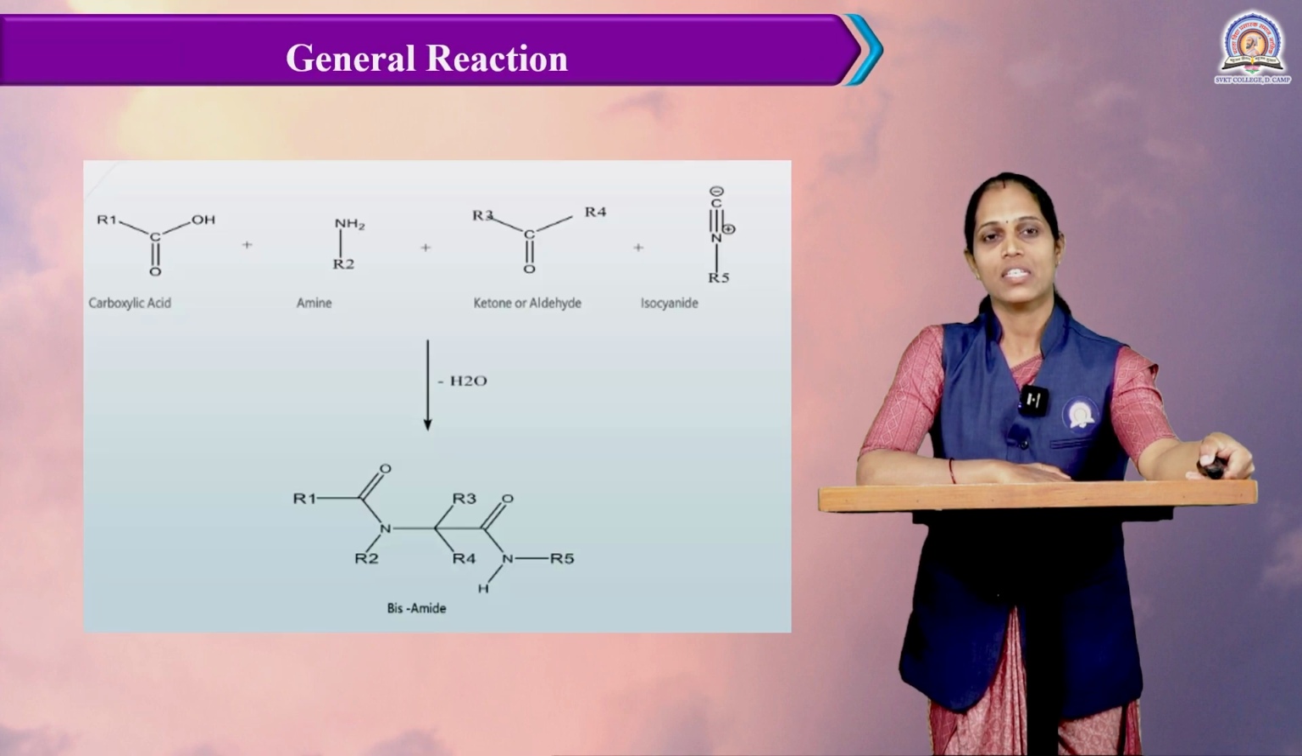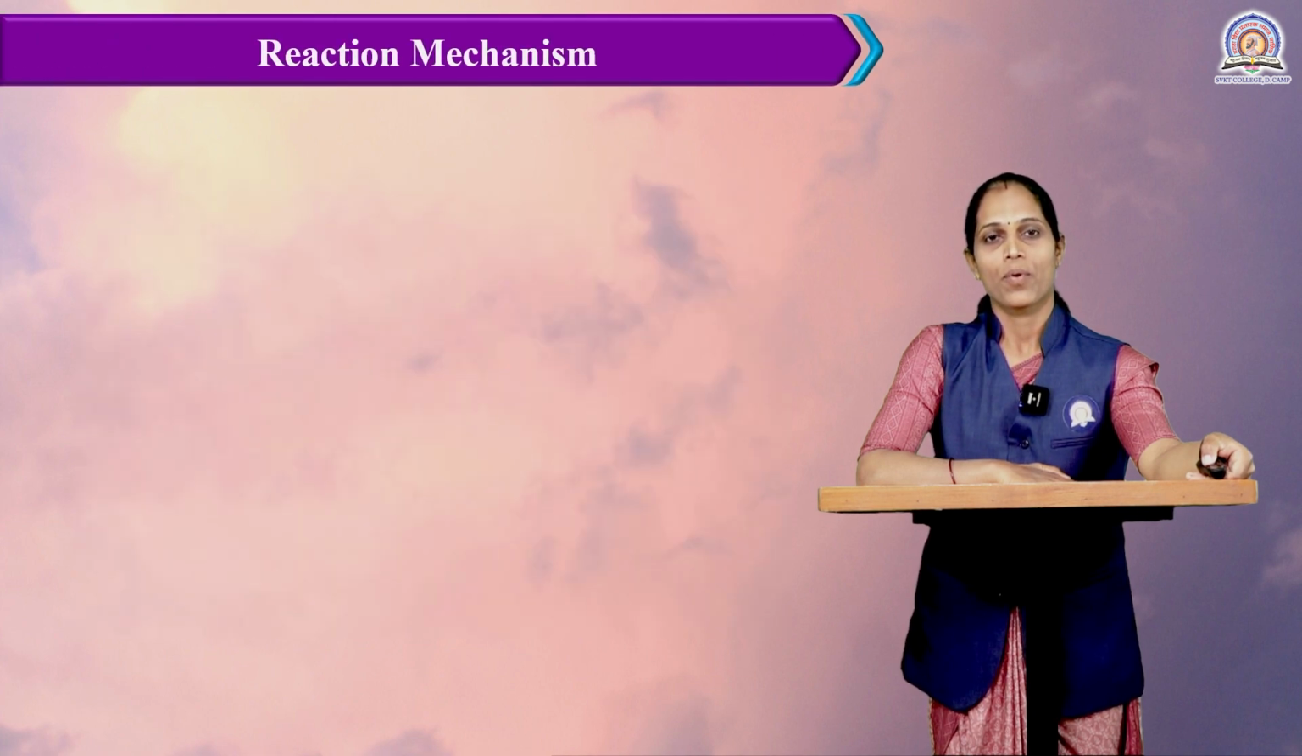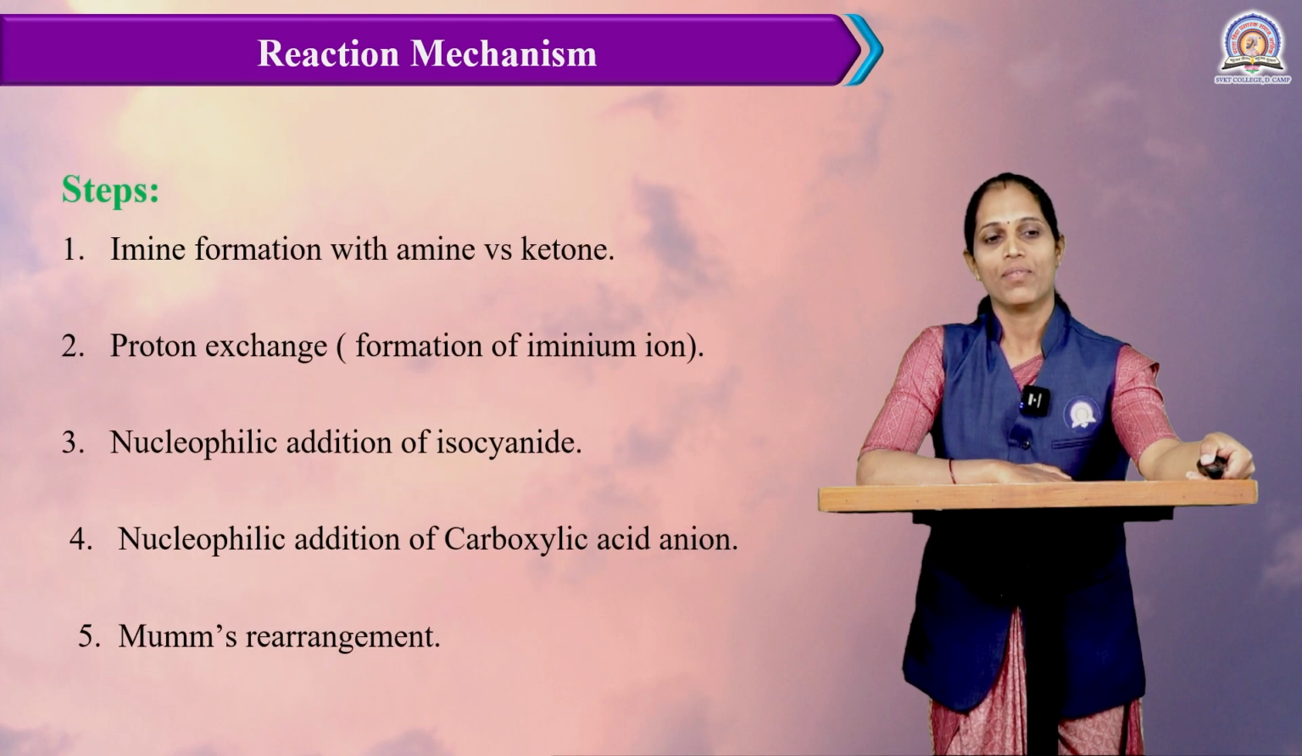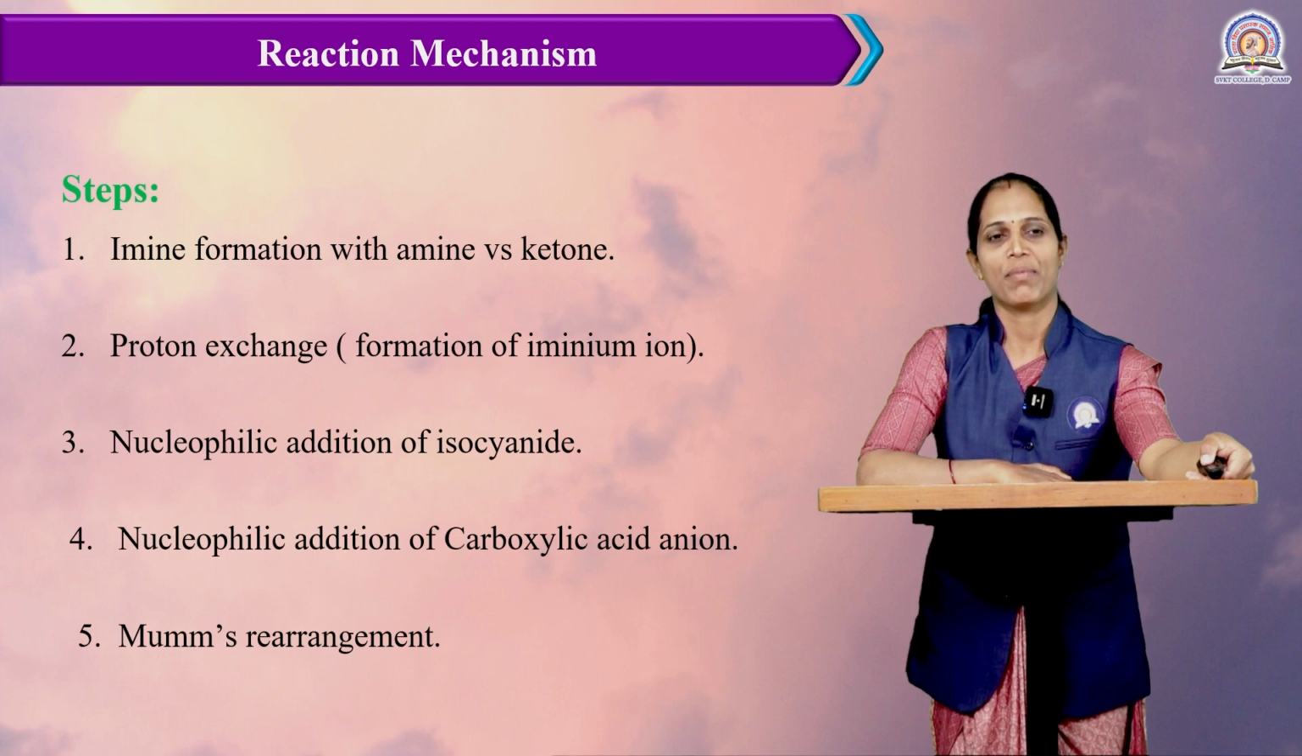Students, this is the general reaction of the Ugi reaction. See, the first reactant is carboxylic acid reacted with amine, also reacted with ketone or aldehyde and isocyanide, meaning this is a 4-component reaction to yield a bis amide as a product. Here we will see the mechanism of the reaction. There are 5 steps involved in the reaction mechanism.